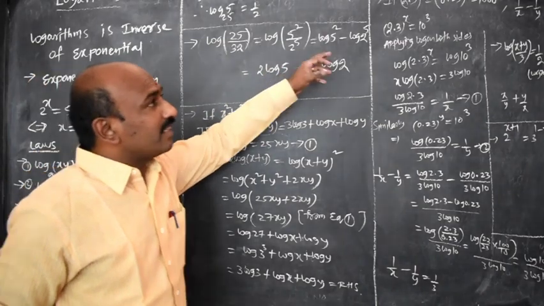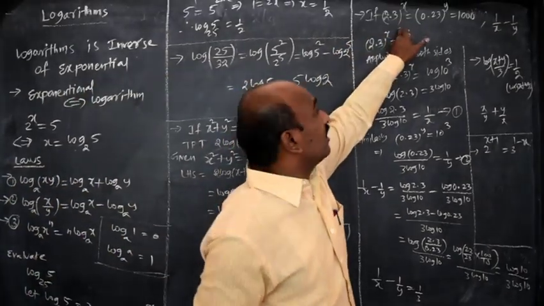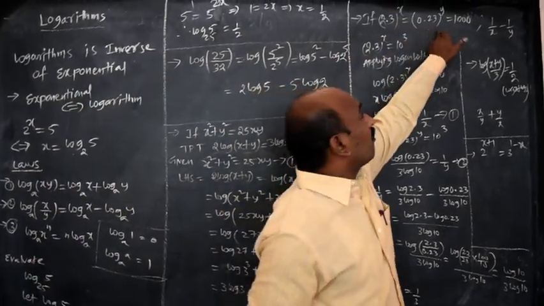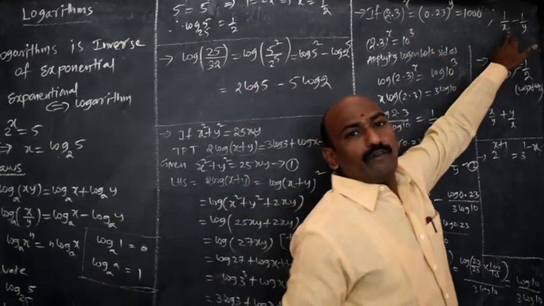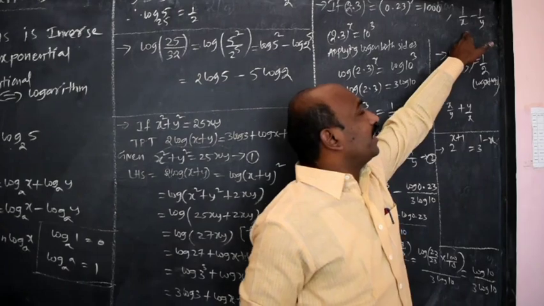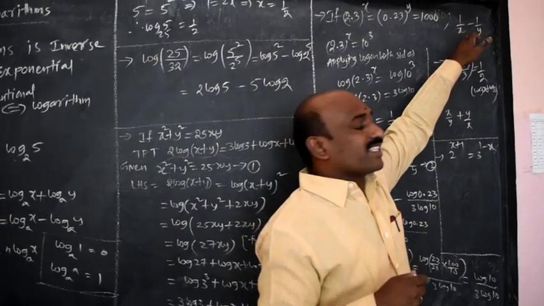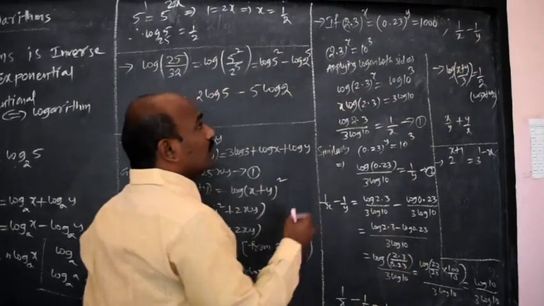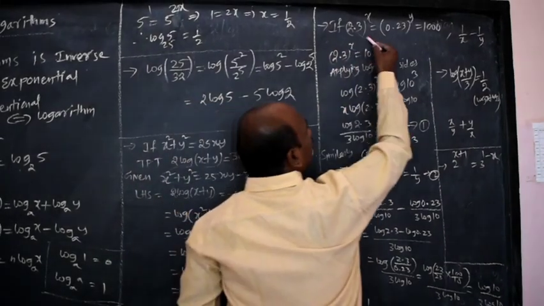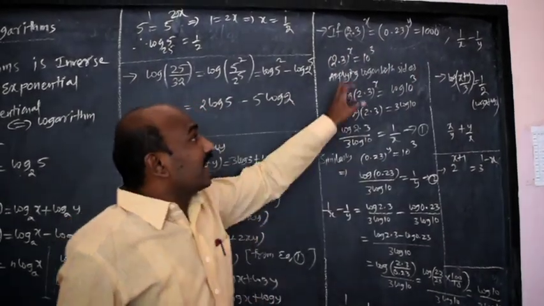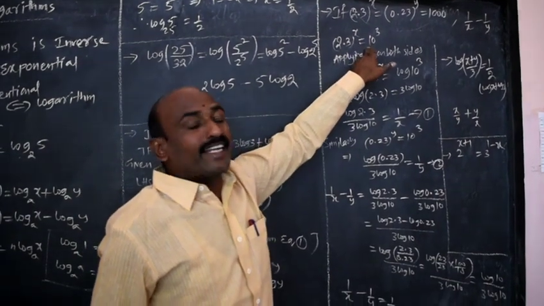And next, the model is: if 2.3 whole power x equals 0.23 whole power y equals 1000. This is one more model. Here we need to find the value of 1 by x minus 1 by y. They can ask 1 by y minus 1 by x, whatever value they give, we can find it. Here first, 2.3 whole power x equal to 1000. We can write 2.3 whole power x equal to 10 cube.